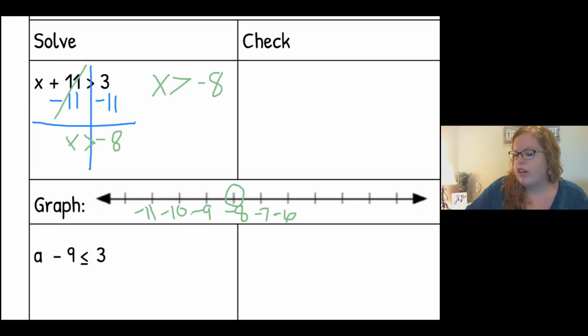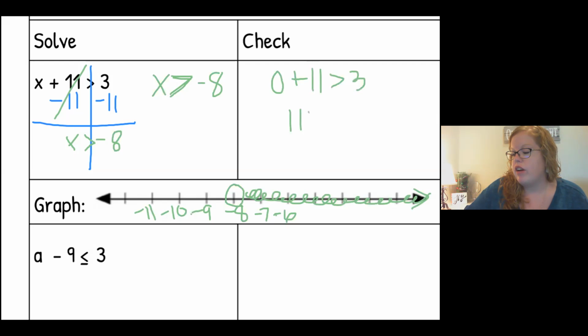And then we need to know what direction. Well, if you look, this matches up with this. So this is saying that anything greater than negative 8 is going to be your answer. So it could be negative 7, negative 6, negative 5. It could be 0. It could be positive numbers. Anything greater than negative 8. So that's how we're going to check it. I'm going to put 0. You can pick any number you want. And look, 11 is greater than 3. So I know that this is correct. Okay.